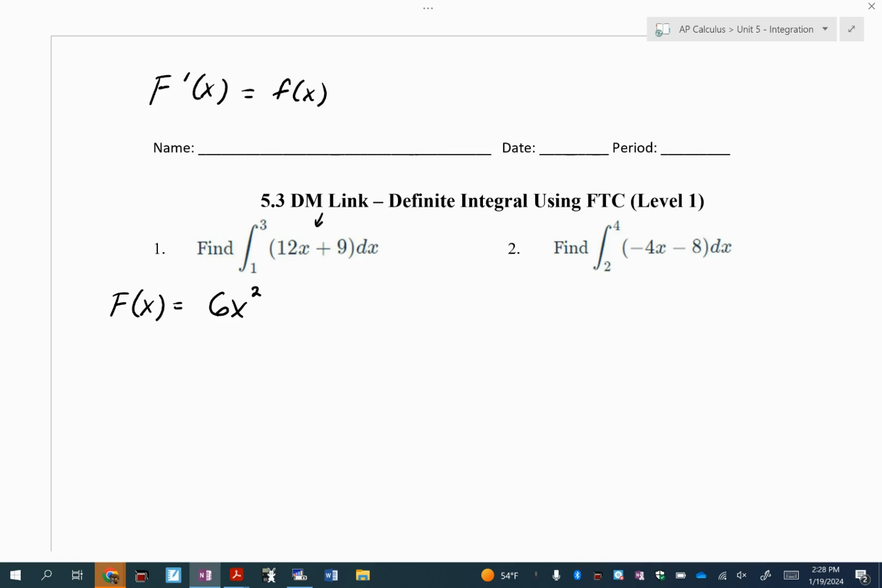Now, what is the antiderivative when you have a constant? 9x. Very good. Remember, the derivative of a constant is 0. But going backwards, the antiderivative, we need to put the constant number with the x to the first power.